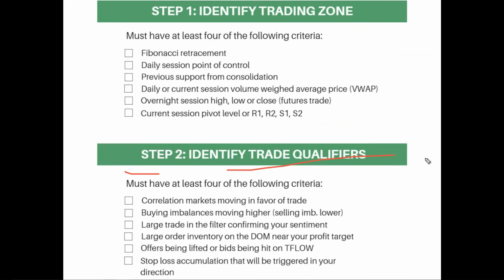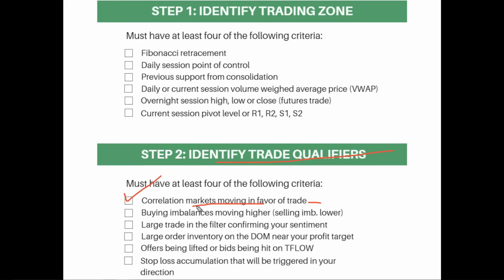Step number 2 is identify trade qualifiers. Once you've seen the zone, what will you be pulling the trigger on? You've got to have at least 4 of these as well, very minimum 4. Correlation of markets moving in favor of the trade. We teach market correlation extensively, intermarket relationships. One of the biggest things traders are missing that, if they added to their criteria or their toolkit, they'd get much stronger at their trades. This is the when moment.